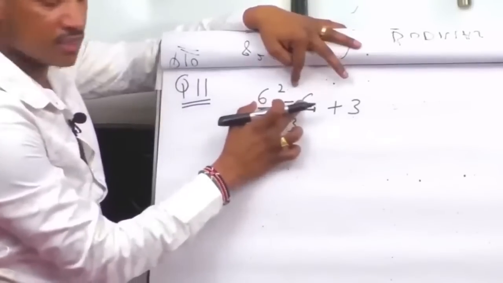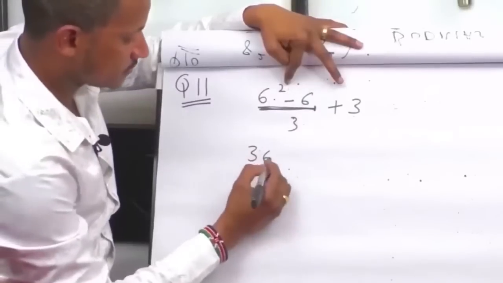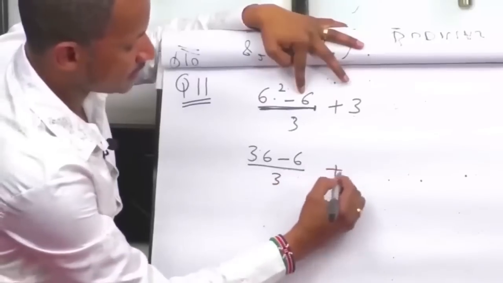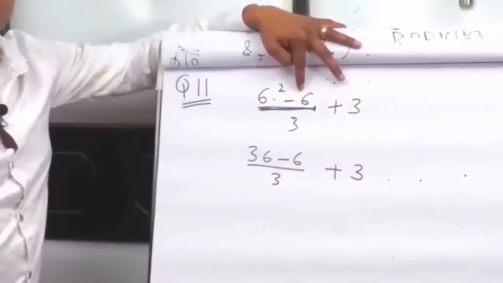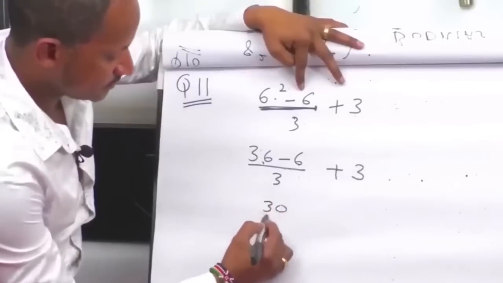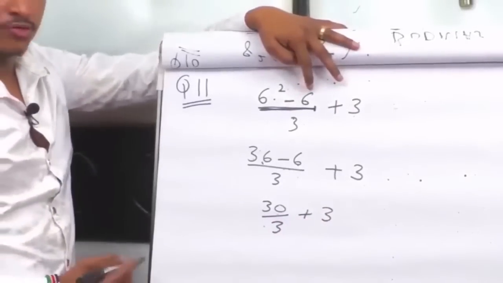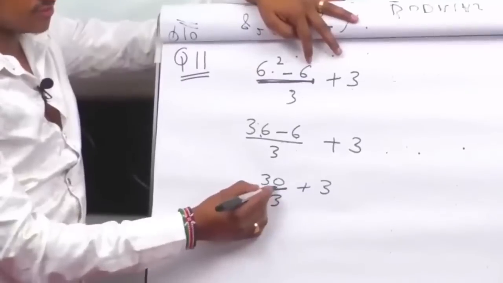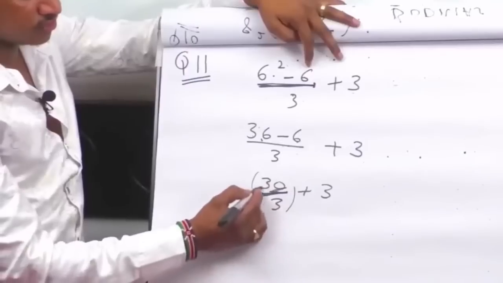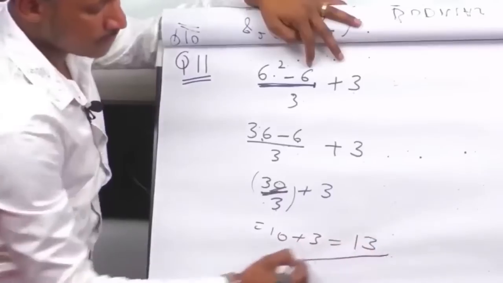So solve the first part. 6 squared means 6 times 6, which is 36, minus 6, divided by 3, plus 3. 36 minus 6 is 30, divided by 3, plus 3. So you can notice the difference. This division sign does not cover the 3. Therefore, we will only work out this first, which is 30 divided by 3 is 10. Then you add 3. You get 13.